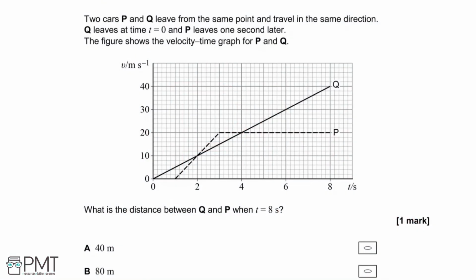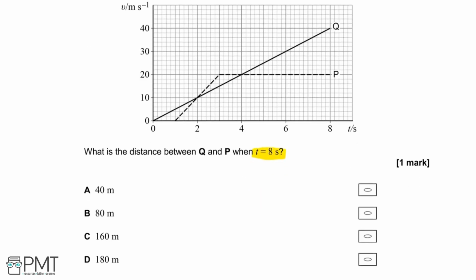Two cars, P and Q, leave from the same point and travel in the same direction. Q leaves at time t equals 0 and P leaves 1 second later. The figure shows the velocity-time graph for P and Q. What is the distance between Q and P when t is equal to 8 seconds? So 8 seconds just being the end of both lines on this graph. And we've got 4 options there, different numbers of meters.